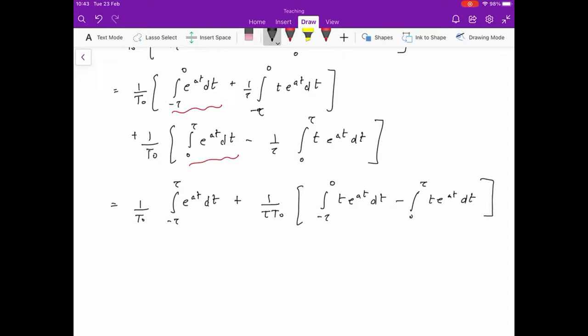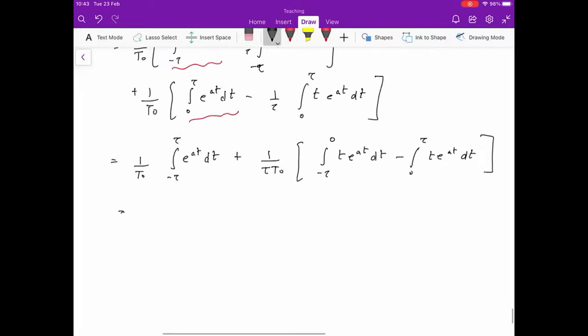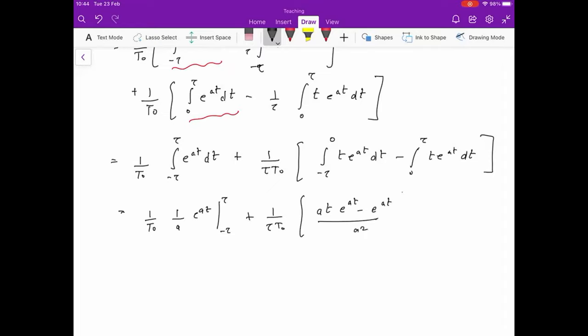Okay, I think I did that right. And then these integrals are all exponentials, and it's very straightforward to integrate those. So the first one is going to be one over t naught, and it's one over a, and e to the at evaluated at tau and minus tau, plus one over tau t naught. And then for this one here, we know that it's going to look like at e to the at minus e to the at over a squared.